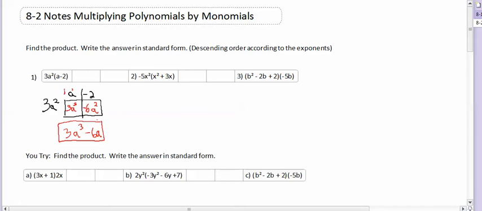Okay, number 2, the box is already set up there for you. I'm going to put my box in. And so we've got a monomial, which is 1 term. And then we are going to be multiplying by a binomial, which is 2 terms. So we're going to put our -5. I'll need a little bit more space. So at the outside of your box there, put your -5x squared. And now at the top of the box, x squared. And at the top of the other box, +3x.